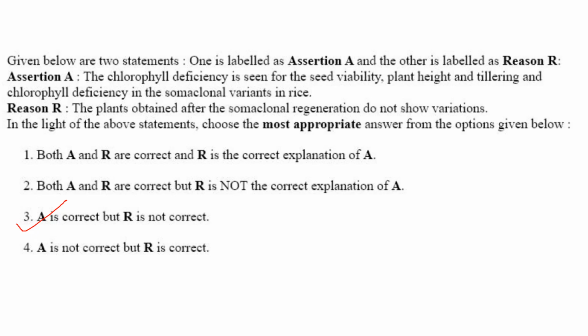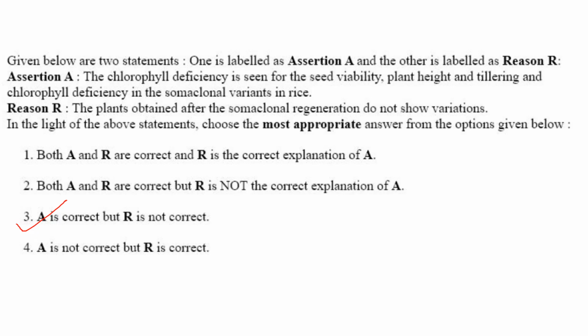Coming to the first question. The chlorophyll deficiency is seen for the seed viability, plant height, tillering and chlorophyll deficiency in the somaclonal variants in rice. That's correct. The reason: the plants obtained after somaclonal regeneration do not show variation.